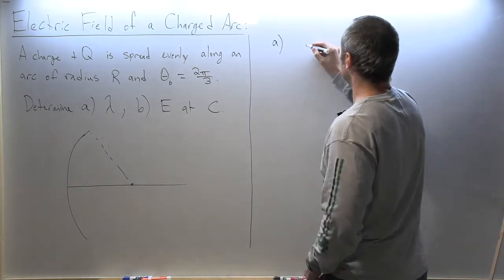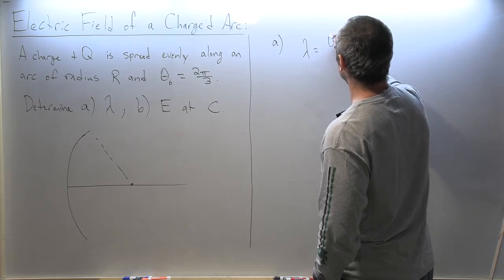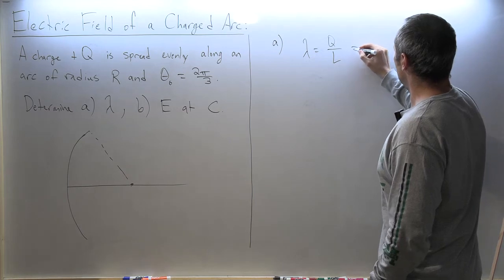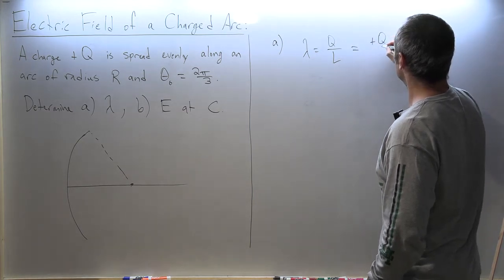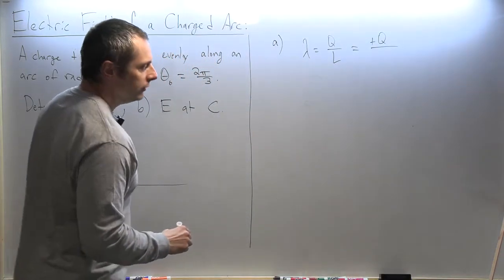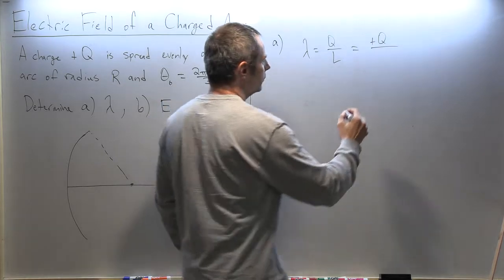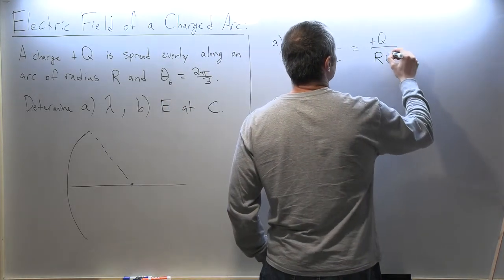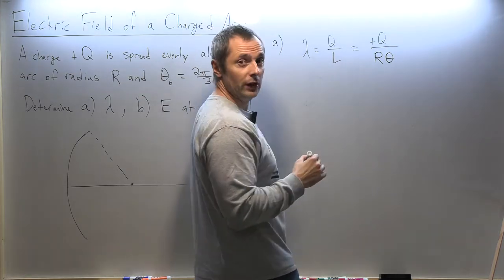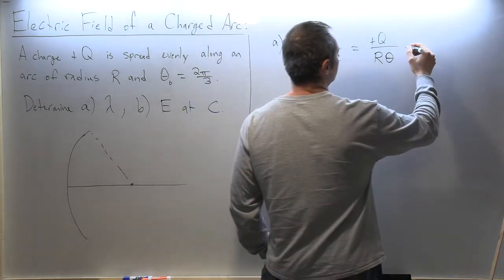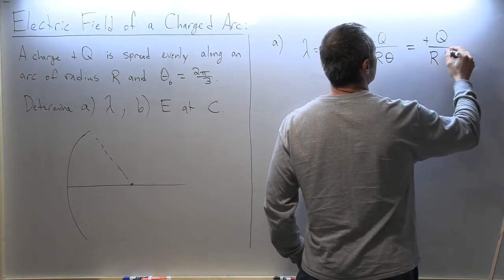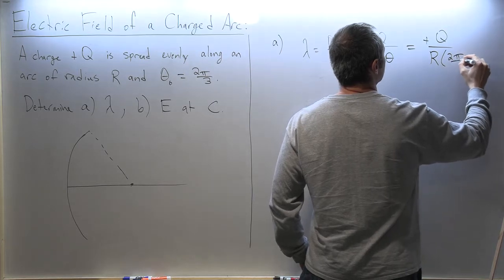we would find that by saying lambda is always the q over the length. Now we know that the arc has a charge of plus q, but what is the length of that arc? Well, it's the arc length, which is r times theta. From mechanics, when we studied rotation, that's the length of a particular arc. So in our case, our theta is 2 pi over 3.